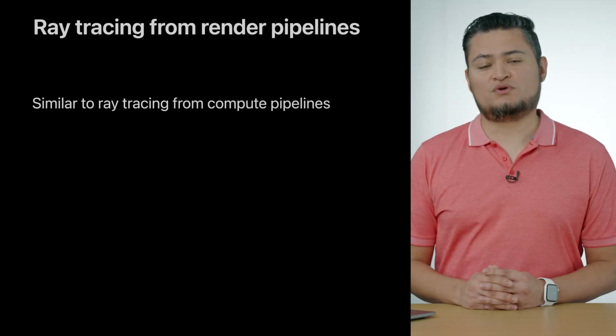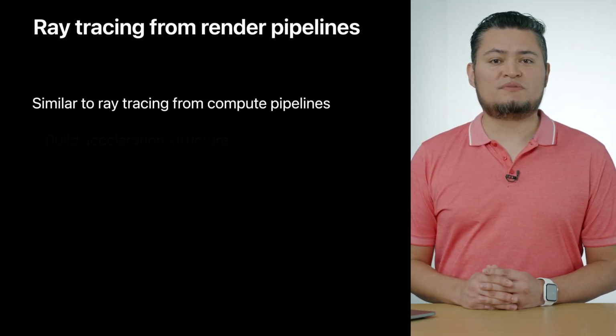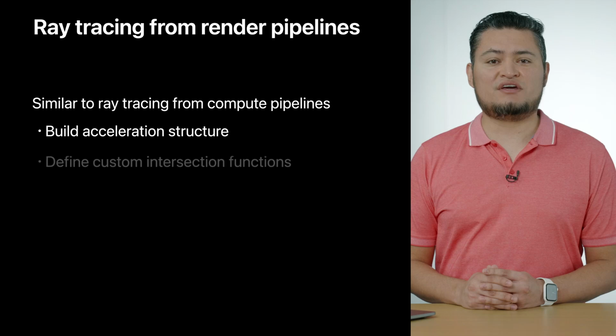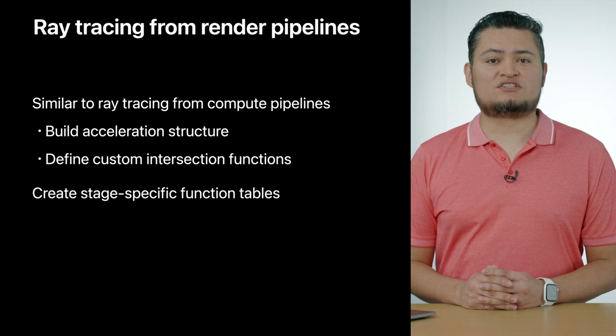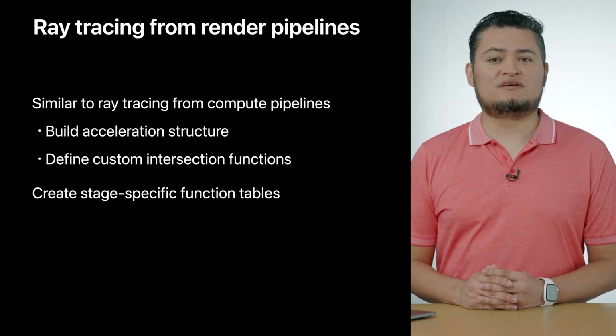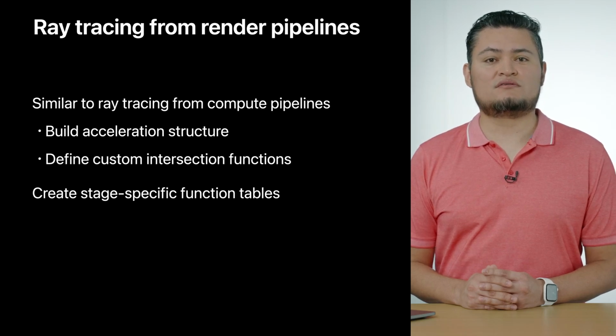Preparing a render pipeline for ray tracing is similar to a compute pipeline. You start by building your acceleration structure and defining custom intersection functions. To support custom intersection, we need an intersection function table, and we need to fill it with intersection functions. This part has some differences compared to last year's API. Let's walk through how we can do that.